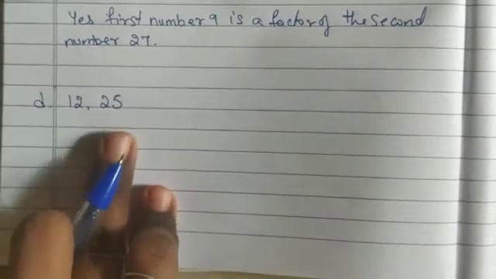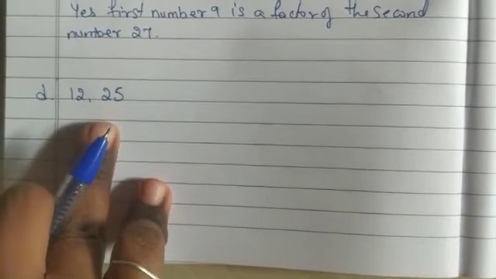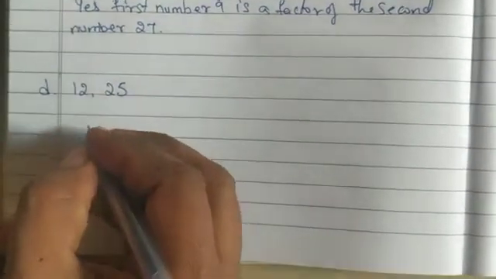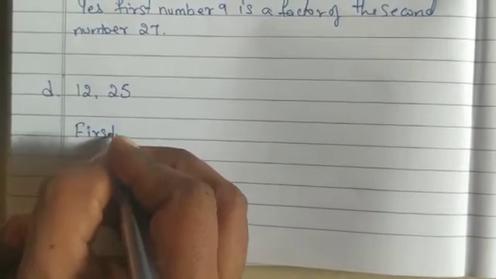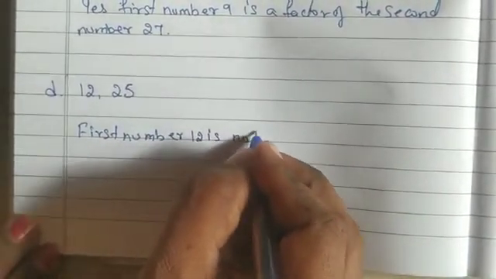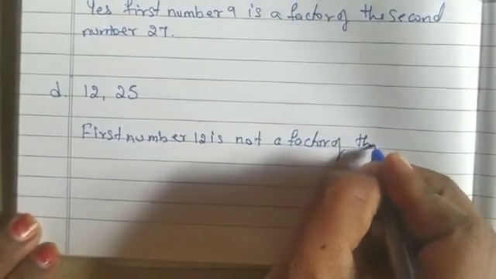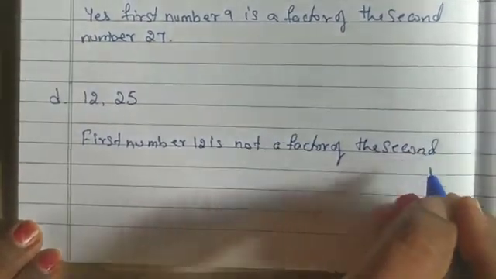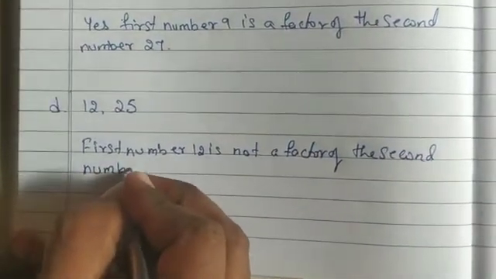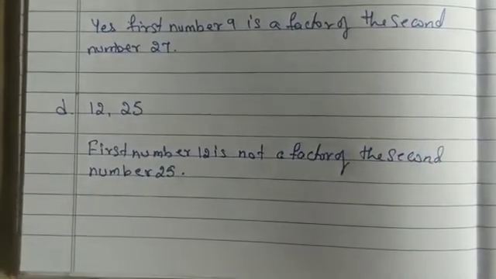See here 12, 25. You have to see the 12 table. In the 12 table 25 will not come. So here you will write, first number 12 is not a factor of the second number 25. So here I finished my third main. Now fourth main, fill in the blanks.